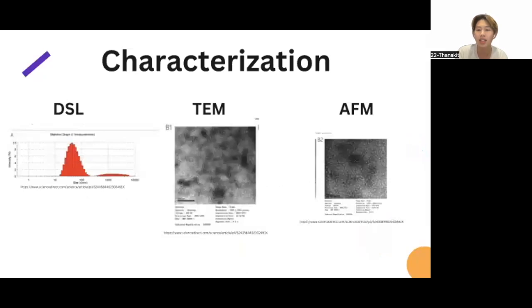And the last step is to analyze the properties of the HEV virus-like particles. Many characteristics can be observed, such as the distribution of the particles in the solution by DLS, or dynamic light scattering. The shape and the size can be observed by using TEM, and the homogeneity of the protein can be observed using atomic force microscopy, or AFM.